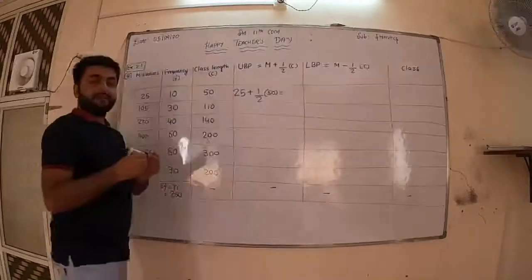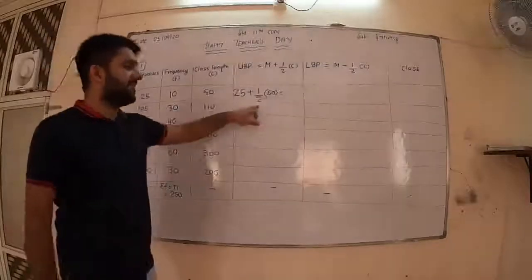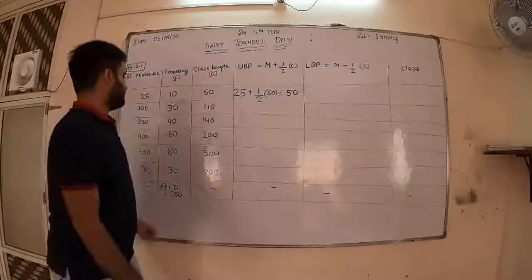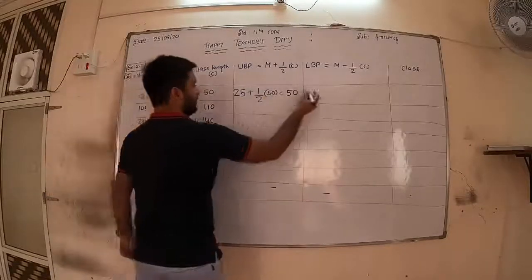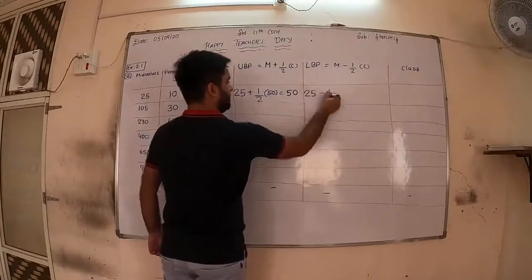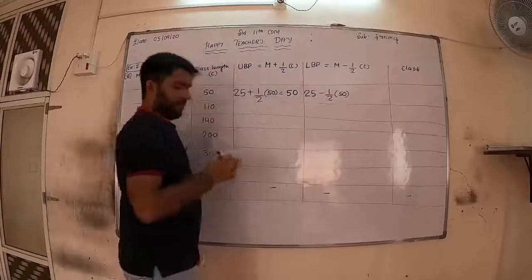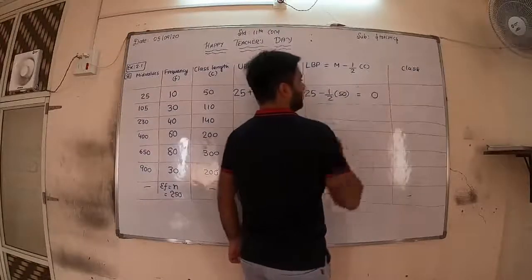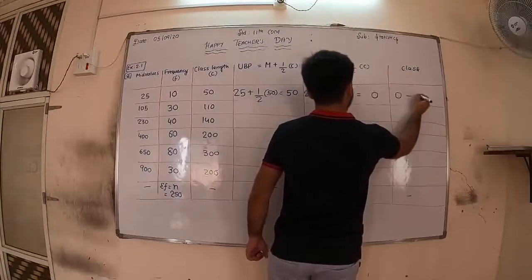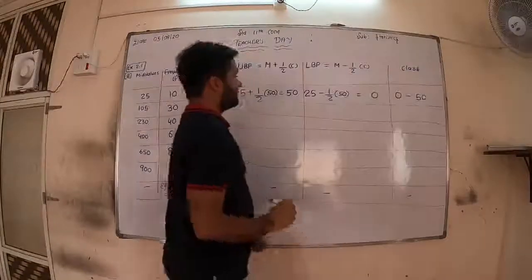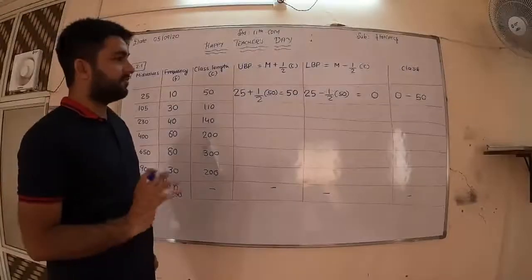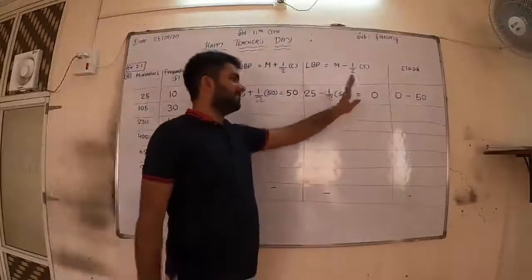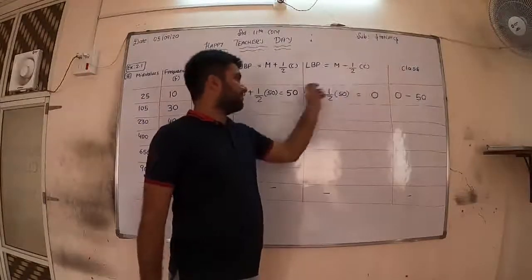Class length is 50. Now, as we have limited space, 50 by 2 is 25, and 25 plus 25 is 50. Then next, right here itself: 25 minus 1 by 2 into 50. 25 minus half of 50 is 25, so 25 minus 25 is 0. So finally, 0 to 50 is the class. Okay? 0 to 50 is our class. This is the lower boundary point, so 0 to 50.